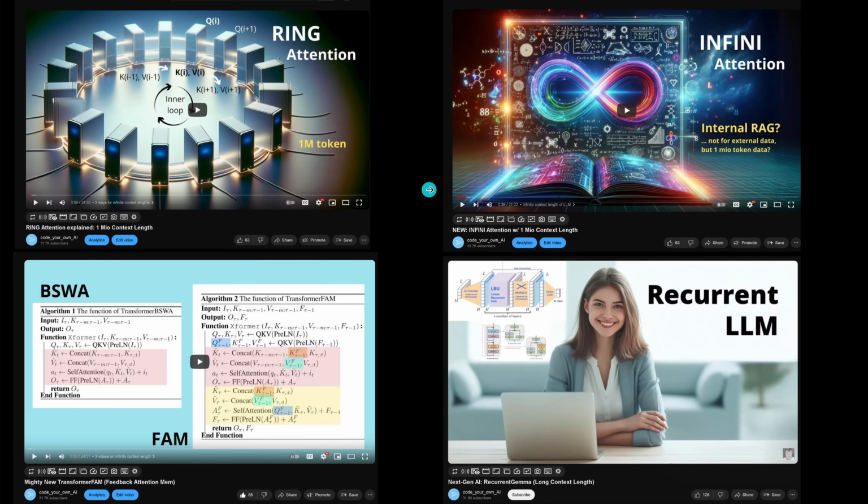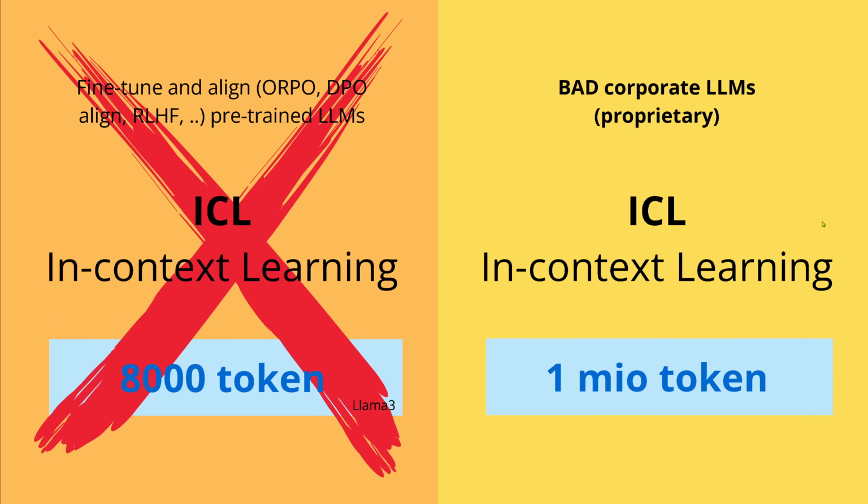And that's the reason why in the last 4 videos we talked about ring attention with 1 million tokens, infinity attention with 1 million tokens, this new transformer feedback attention, memory mechanisms on a rolling shutter, and of course the next generation AI with recurrent Gamma for real long context length. Now we apply this knowledge and we go here with the new technology, with this 1 million token.